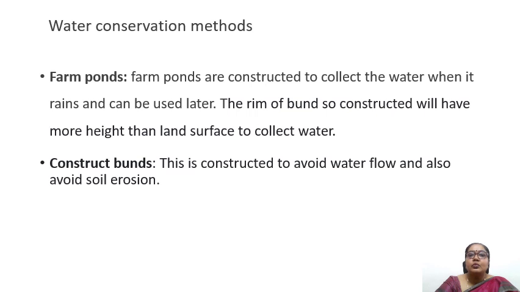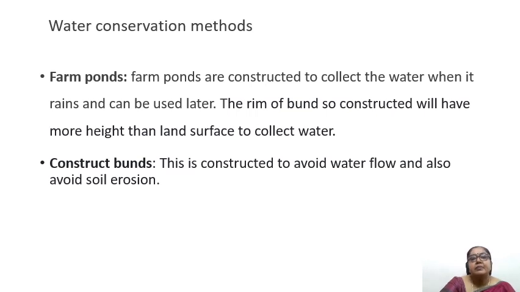And coming to the water conservation method, since water is scarce, how we conserve water in these regions becomes a major issue. So we see that they form these ponds in their farms. Usually that is called farm ponds. These farm ponds are constructed to collect the water when it rains, and it can be used later. Usually when there are heavy rains, they just make a big pit and leave it, and it's going to fill the pond with water.